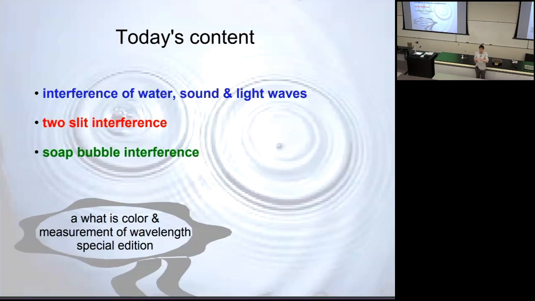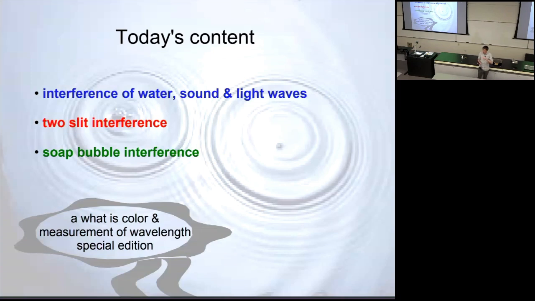Out of today's class, we'll discover the nature of color. What is color? What color is has only been known for about 200 years. So we'll discover that in today's class. We'll also discover how it's possible to measure the wavelength of light.